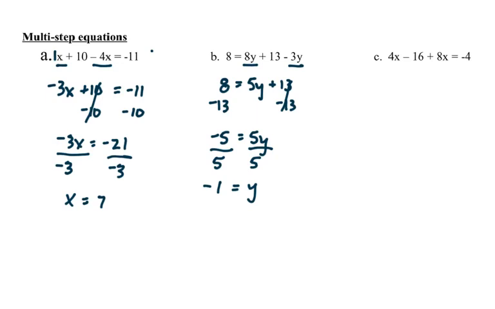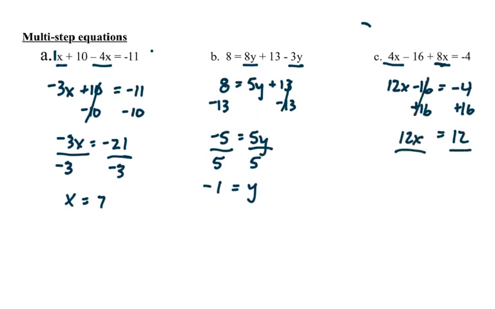And one more just like that. Our like terms are the x's here. We've got 12x minus 16 now equals negative 4. We're going to add 16. Negative 4 plus 16 is 12, and 12x comes down, and it's time to divide by 12.